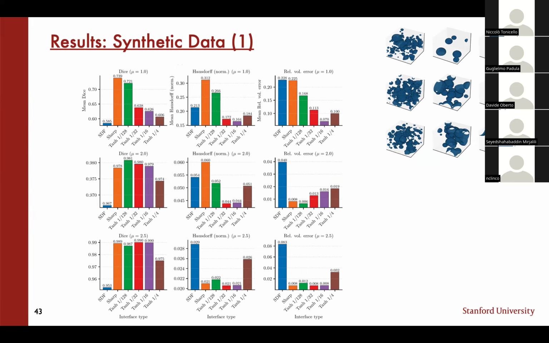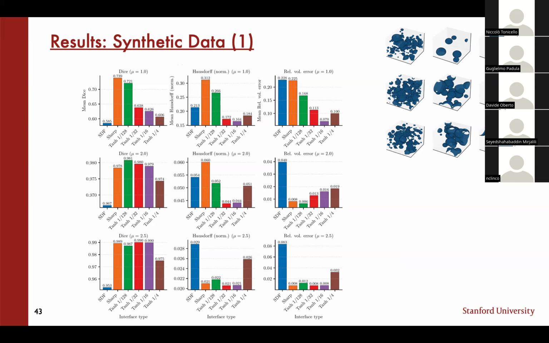So the mu equal to 1, which is the most complex, let's just look at this first row. What we saw was that converse to what was expected initially when we started this, the sign distance function does terribly, right? So the sign distance function does terribly compared to the other ones. And then we see that in terms of the dice coefficient, basically the diffuse interface representations, the thinnest ones, and then the sharp are quite competitive.